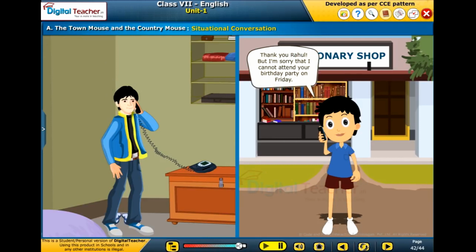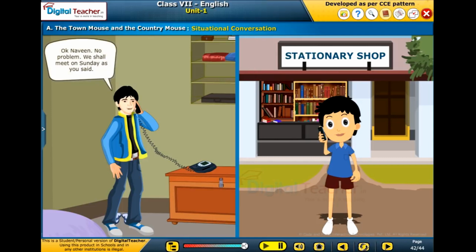Thank you, Rahul. But I'm sorry that I cannot attend your birthday party on Friday. I'm going to my uncle's place on Friday. I will meet you on Sunday. Okay, Naveen. No problem. We shall meet on Sunday as you said. Bye, Naveen. Bye, Rahul.